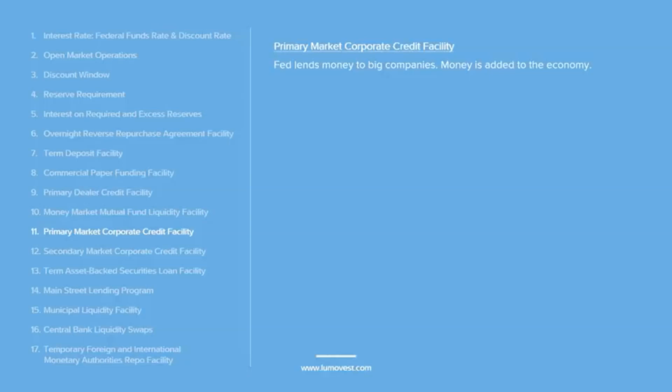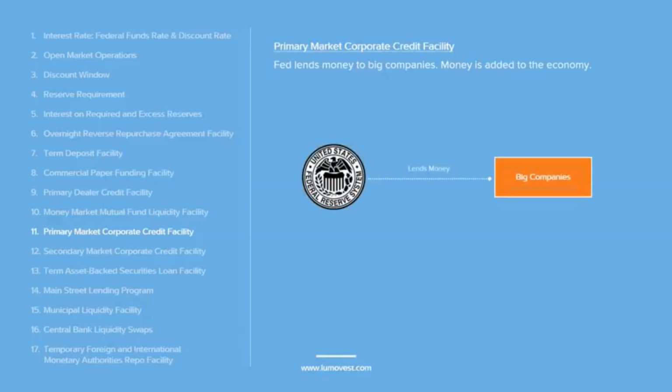This is where the Primary Market Corporate Credit Facility comes in. Through this program, the Fed will lend money directly to companies. So the Fed will be either the sole investor or one of many investors in the debt tranche of eligible companies. This increases money supply, and this tool alone was able to save many businesses from going bankrupt.